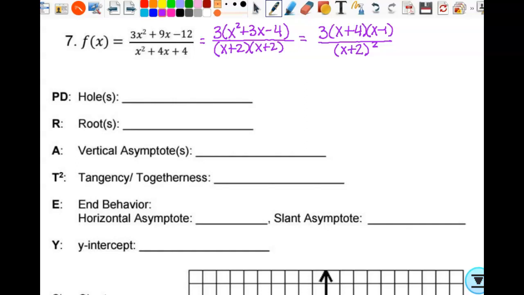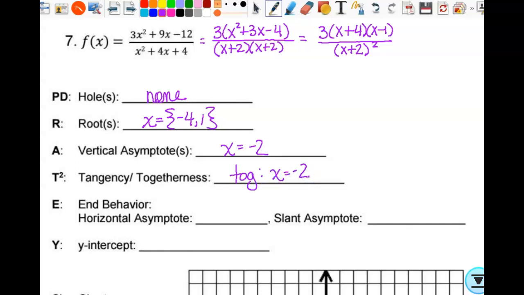Everybody with me so far? Do I have any holes? No. Any zeros? Yes. I want -4 and 1. How many vertical asymptotes do I have? 1, at x equals -2. Right? Do I have any tangency or togetherness? Yes, I have togetherness. Okay. So, and that is that x equals -2.